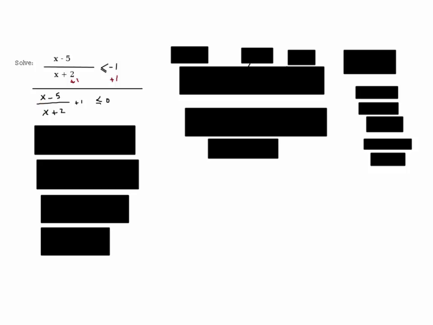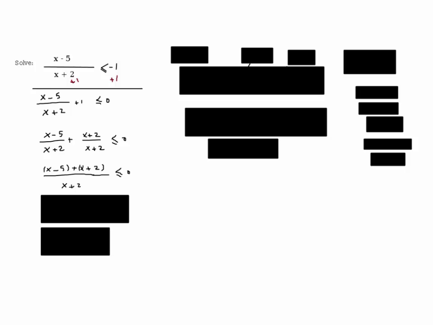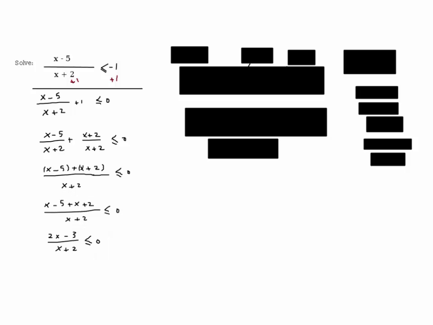Right. So it looks like the LCD is x plus 2. So I can write 1 as x plus 2 over x plus 2. You're absolutely right. Now I can combine these two. At the top of the fraction, I get x minus 5 plus x plus 2 over x plus 2. I can combine what I have at the top of the fraction and actually combine the like terms. So this is what we get once we do that.